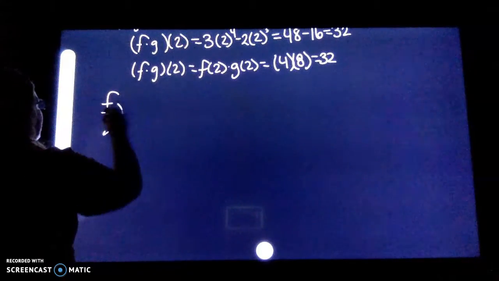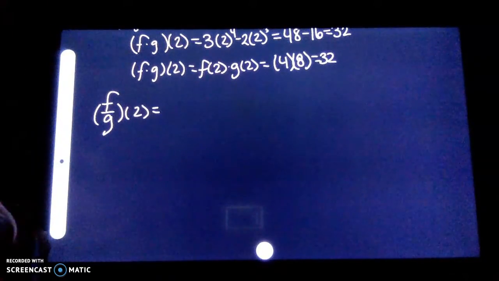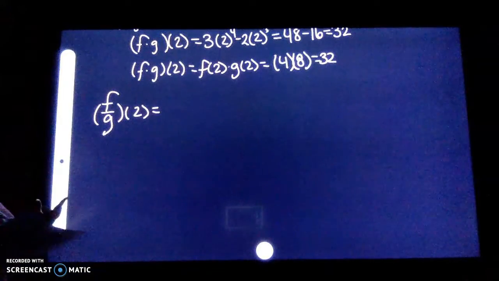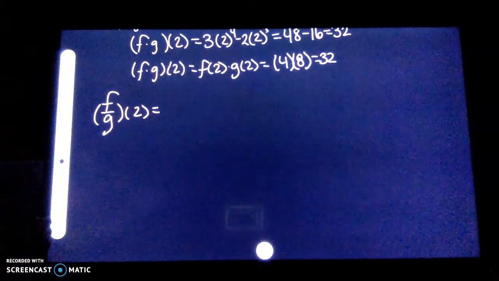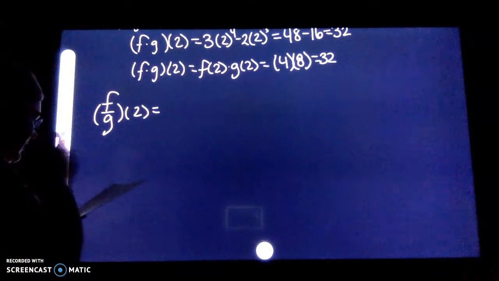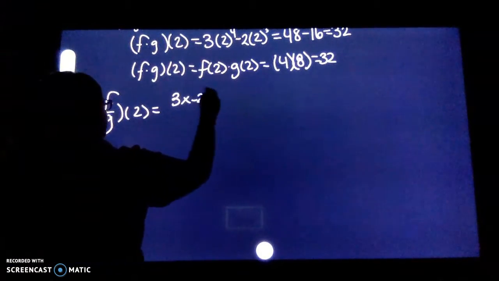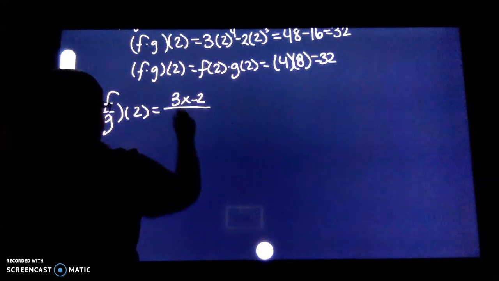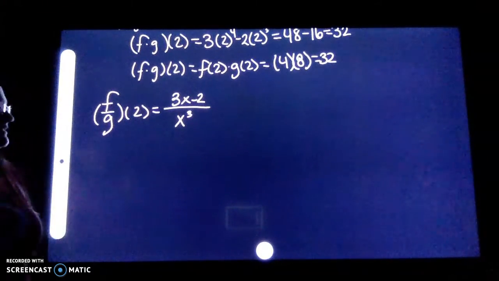and do f divided by g of 2. So again, our two options are to leave it as x until it's simplified and then plug 2 in, or to plug 2 in from the start. I'm going to go ahead and do it both ways because I think that's just kind of fun. So my f function is 3x minus 2 over my g function, which is x cubed. Well, I can't do anything from here because there's nothing I can simplify.